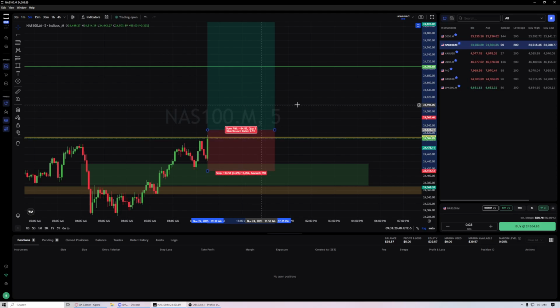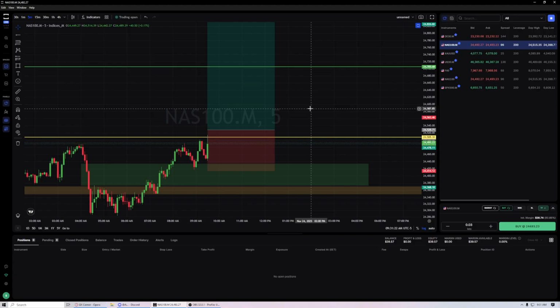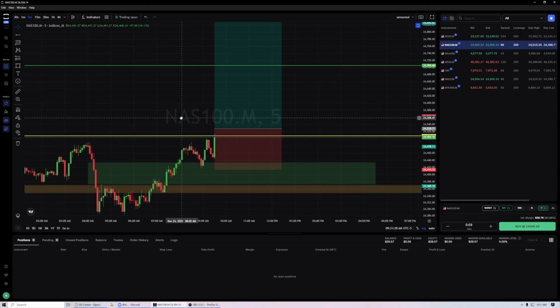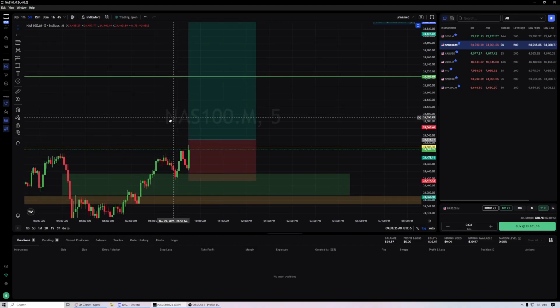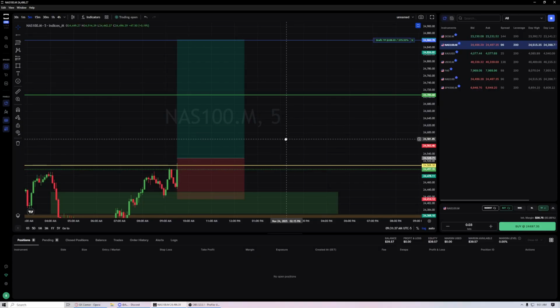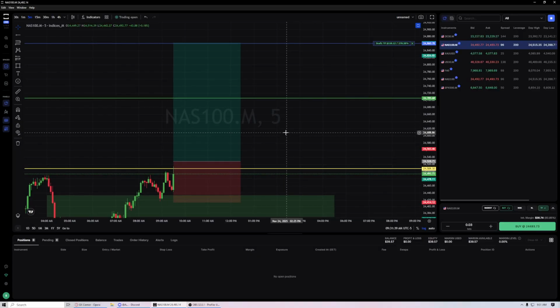I have like 30 pips above. I don't want a pending order here because it could very much tap above this and then absolutely tank as well. That's why I don't really trust pending orders. But we'll see how this trade ends up going.